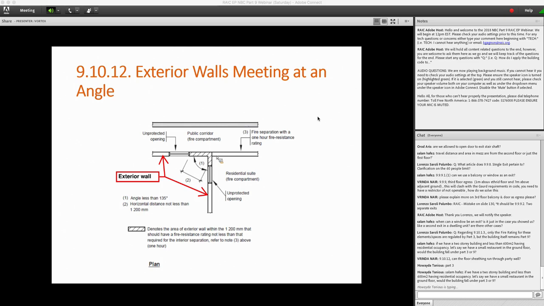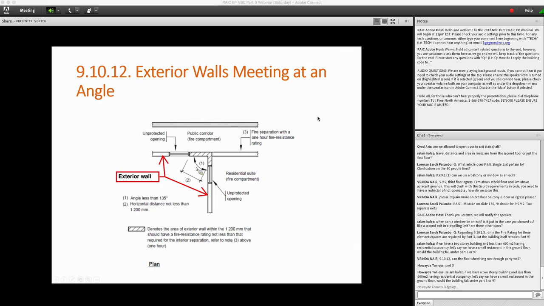So where exterior walls of a building meet at an external angle of 135 degrees or less, the horizontal distance from one unprotected opening to the other unprotected opening shall not be less than 1.2 meters where these openings are in a different fire compartment or in different dwelling units. Again, this is to prevent fire spread from one fire compartment to another, because a compartment is required to function as such, and that's why we have fire separations.